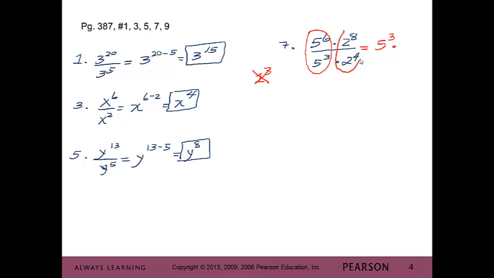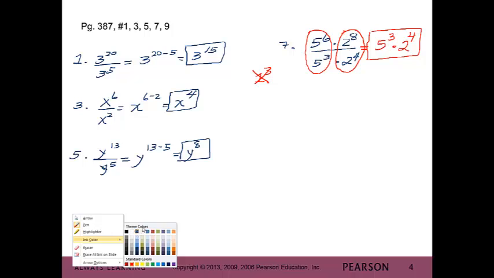Now we can look at our 2s. So 2 to the 8th power divided by 2 to the 4th. The base is 2, so keep the 2. And then 8 minus 4, that is 4. So our final answer is 5 to the 3rd power times 2 to the 4th power.